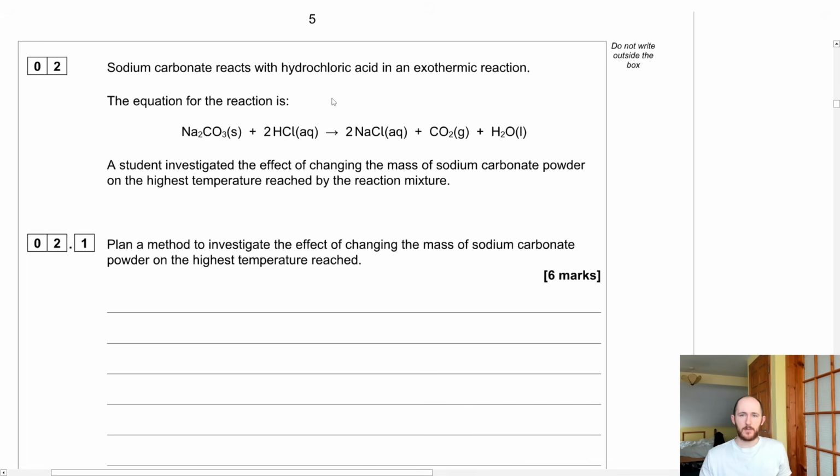Let's read through the question first. Sodium carbonate reacts with hydrochloric acid in an exothermic reaction. Remember, exo means outside, and thermic is anything to do with heat. So this literally just means outside heat. It heats up the surroundings. It gives off heat. The equation for this reaction is sodium carbonate plus hydrochloric acid gives you sodium chloride plus carbon dioxide plus water. A student investigated the effects of changing the mass on the highest temperature reached. Plan a method to investigate the effect of changing the mass of sodium carbonate powder on the highest temperature reached.